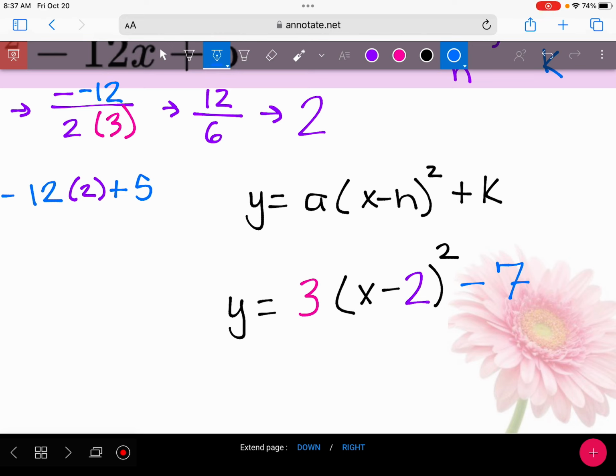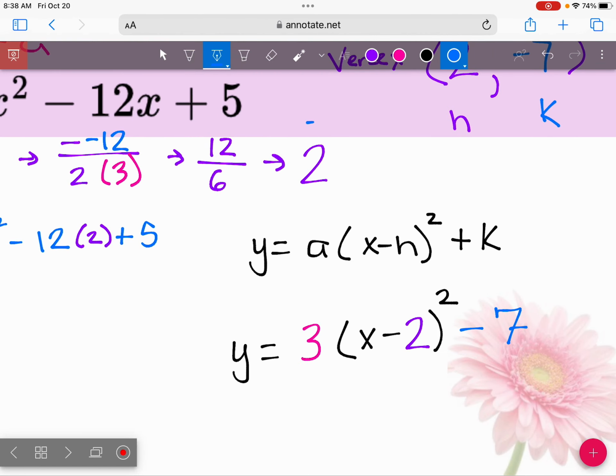I have my vertex. I know which way it opens. I know that it's been stretched. I know it has a y-intercept of 5 because that's our c. Our c value is always our y-intercept. That's this guy here. That's our y-intercept. So we have a lot of information even without a graph. It's just looking at things in a different way.